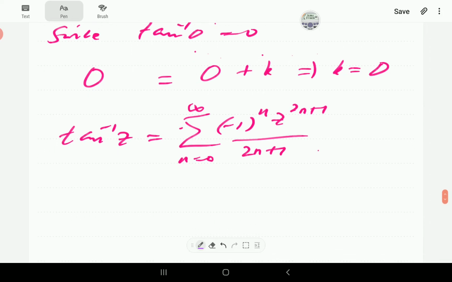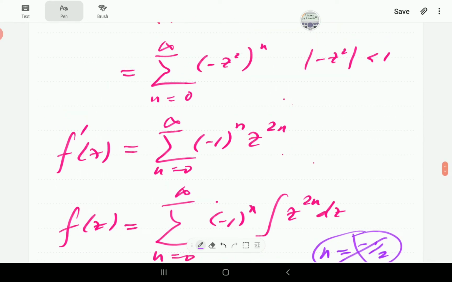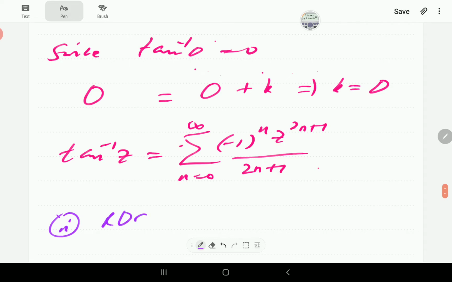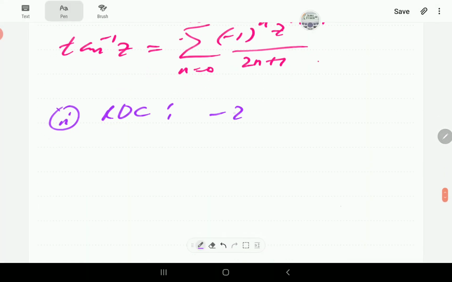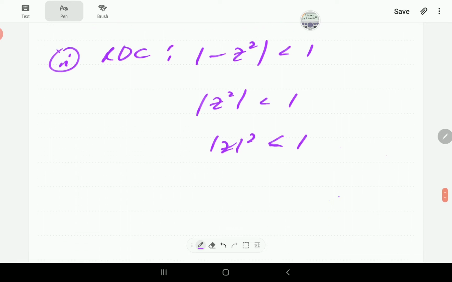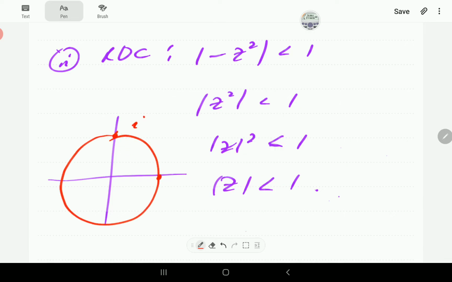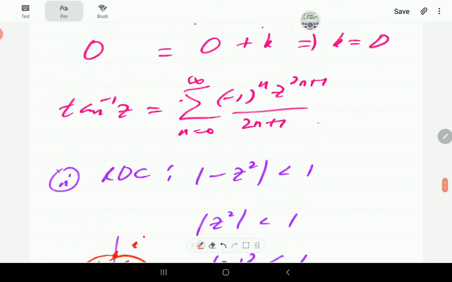Okay, so now for the region of convergence, we can either derive this from here. In fact, that's going to be the first method we're going to do. So for the region of convergence, that's just going to be the magnitude of negative z squared less than 1. This is simply the magnitude of z squared, since the magnitude of negative 1 is 1. So the magnitude of z squared is less than 1, which is just the magnitude of z less than 1, simply a unit disk centered at the origin. So long as z is inside here, then this Taylor series is going to be convergent.